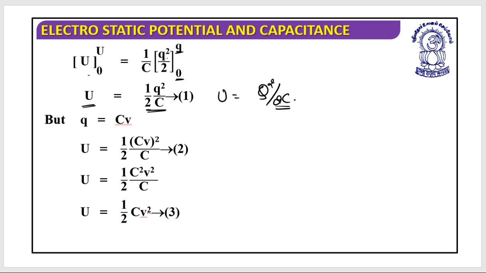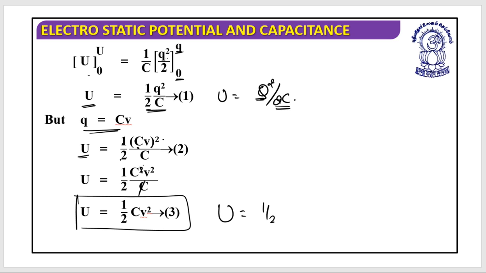Now let's find the different forms of this energy stored in a capacitor. I know that Q is equal to CV. So U is equal to 1 by 2, and let's replace this Q with CV. It is CV whole square, so C square V square divided by C. One power of C cancels and one remains. So U is equal to half CV square. This is the second relation, or second form, of the energy stored in a capacitor: U is equal to half CV square.